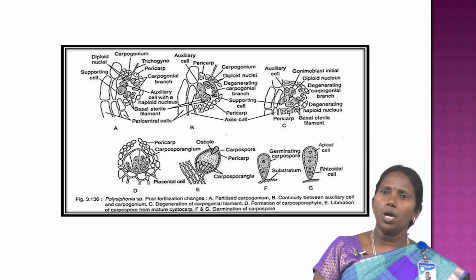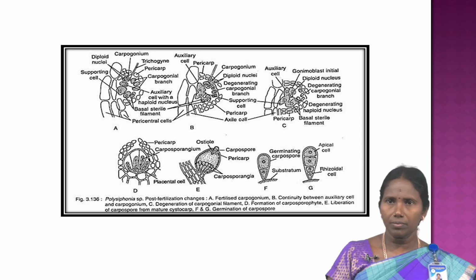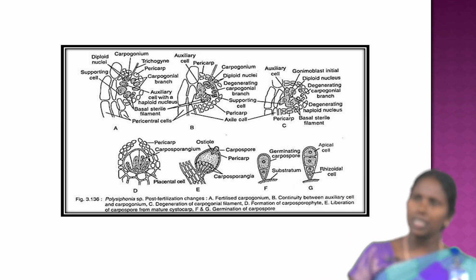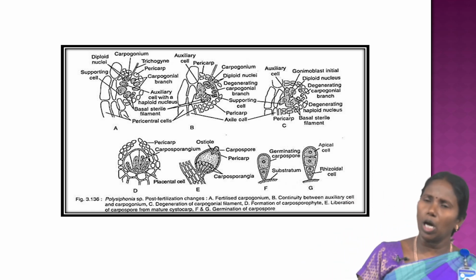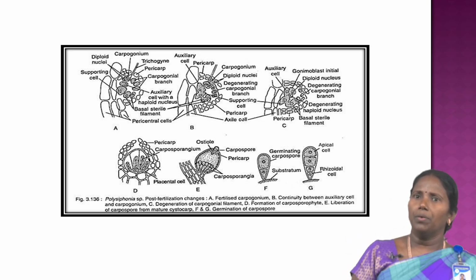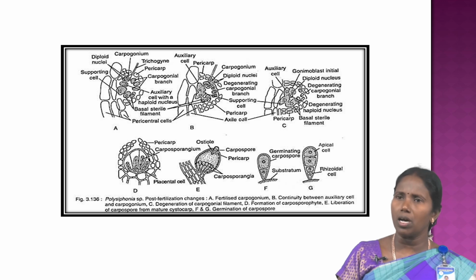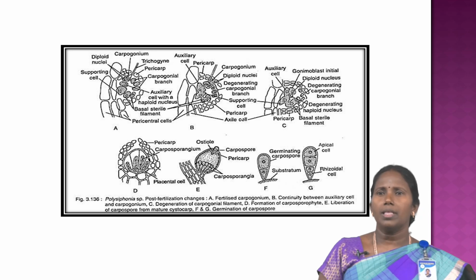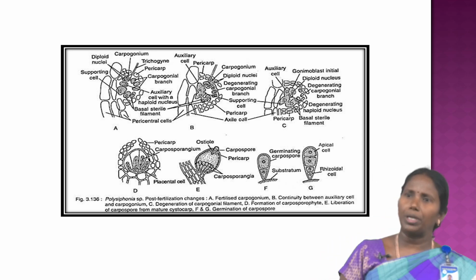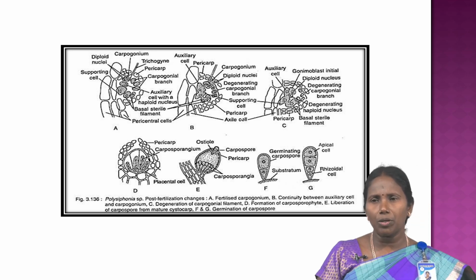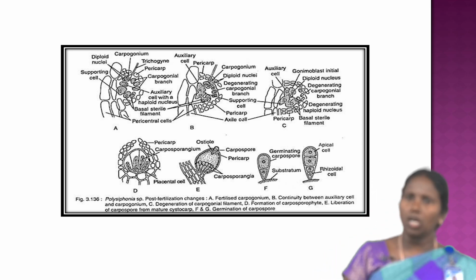This slide shows Polysiphonia species. A tubular connection is developed between the auxiliary cell and the carpogonium. The carpogonial nucleus divides mitotically into two nuclei, one of which is transported to the auxiliary cell and the other remains in the carpogonium. Thus, the auxiliary cell contains one haploid and one migrated diploid nucleus. The haploid nucleus gradually degenerates.